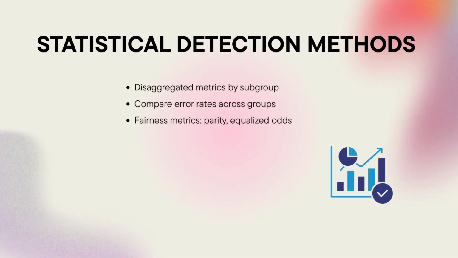Statistical detection methods. Statistical methods are essential for making bias measurable. The first step is disaggregating metrics. Instead of only measuring overall accuracy, we break results down by subgroups such as gender, age, ethnicity, or geographic location. Once disaggregated, we compare error rates across these groups. If one group consistently has higher false positives or false negatives, bias is likely present.